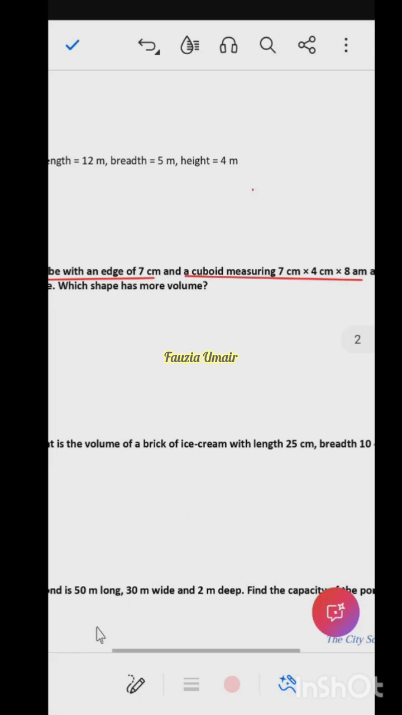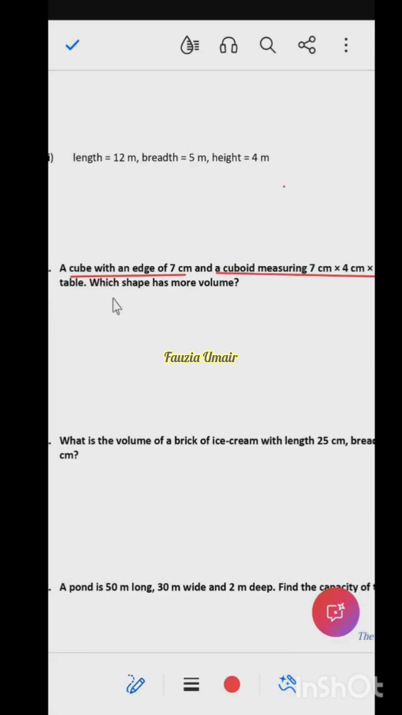So we need to find out the two volumes and then we will compare. What is the volume of cube? What is the formula for volume of cube? L cube, right? So this is 7 cube, 7 is its edge. So what is 7 cube? I told you just now. What is 7 cube? Ma'am, 343. Excellent. Very good. It is 343 centimeter cube. Okay.